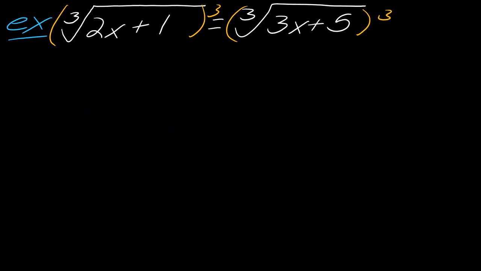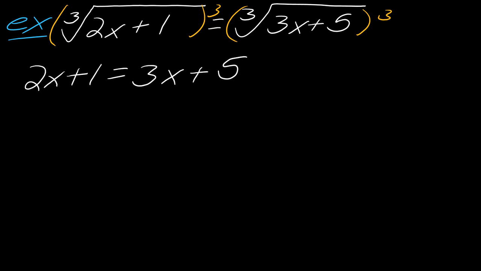If I cube both sides, I'm just left with 2x plus 1 equals 3x plus 5. No problem, we can solve that all day, right? So this becomes x equals negative 4. Oh, hey, I'm done, cool. And then you can go ahead and check that one just to be sure that it works.